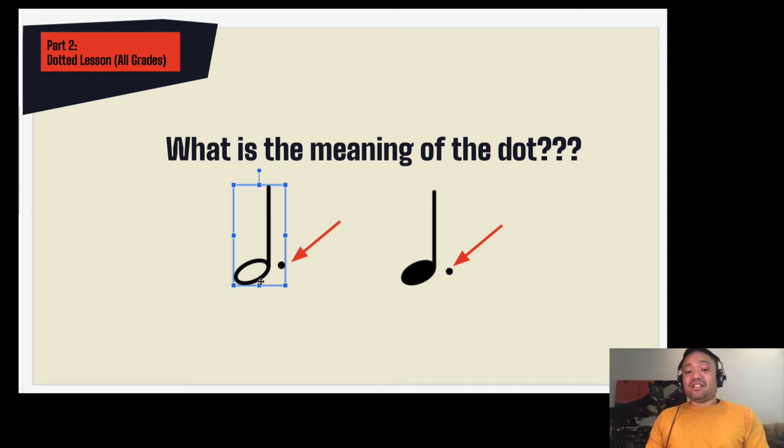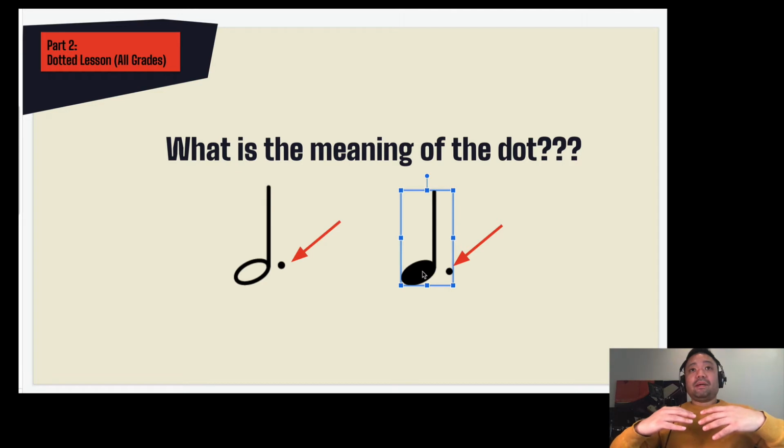Today we're going to be talking about what is the meaning of the dot. Many of you have been asking this question. You know that a dotted half note is 3 beats, and you've recently memorized that a dotted quarter note is 1.5 beats. But why? How did we get that? What does the dot do to the actual note length?